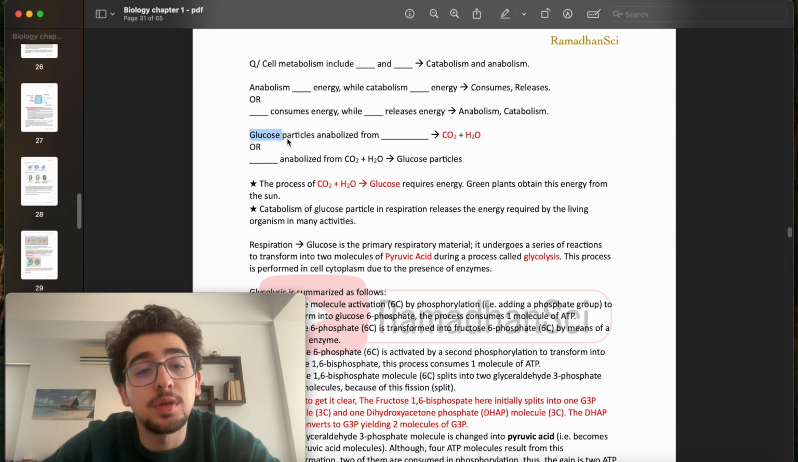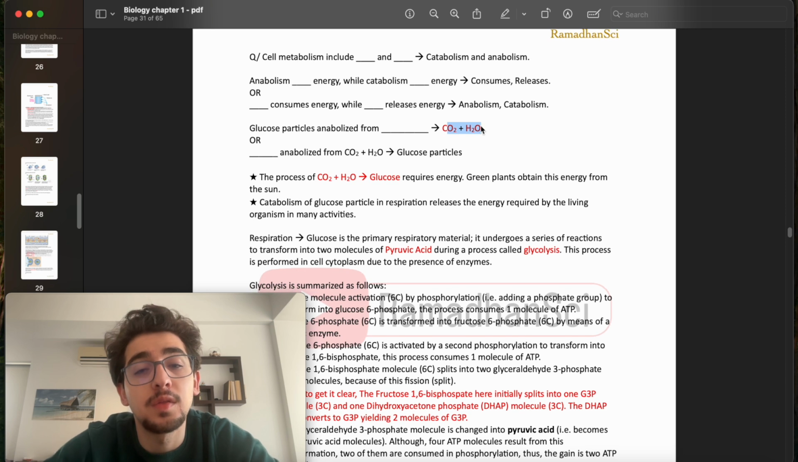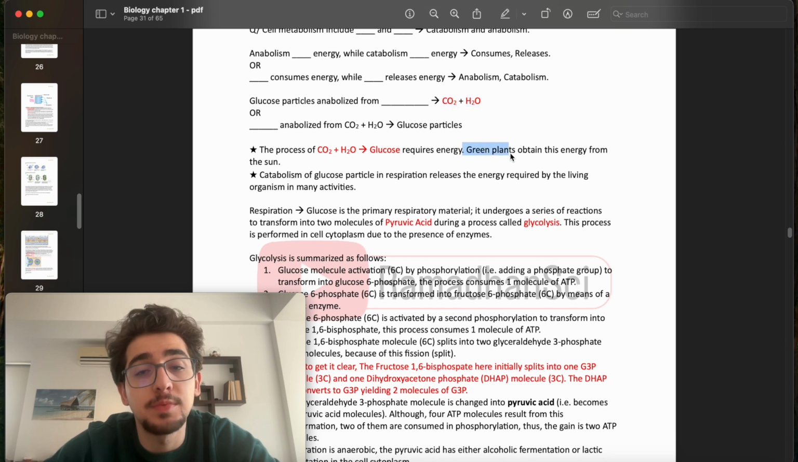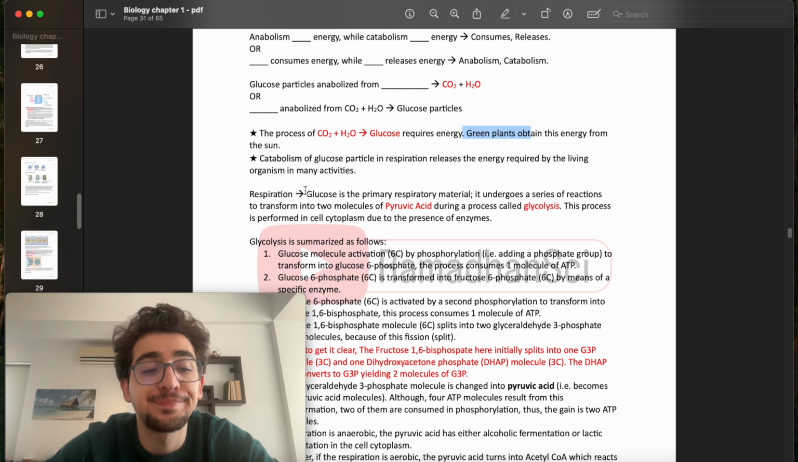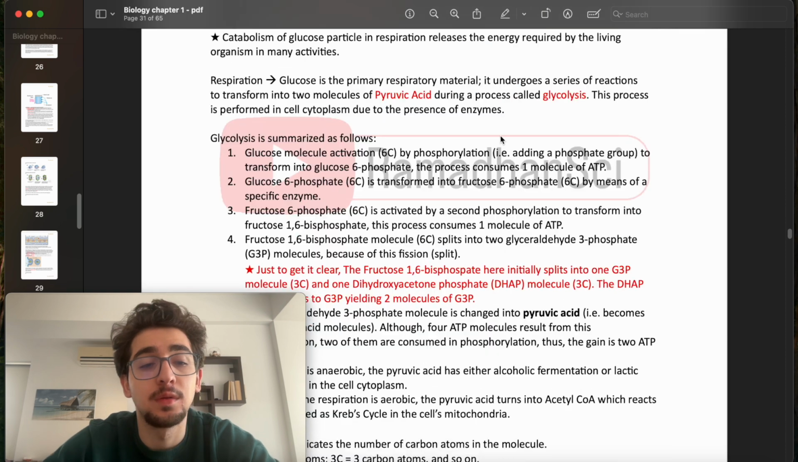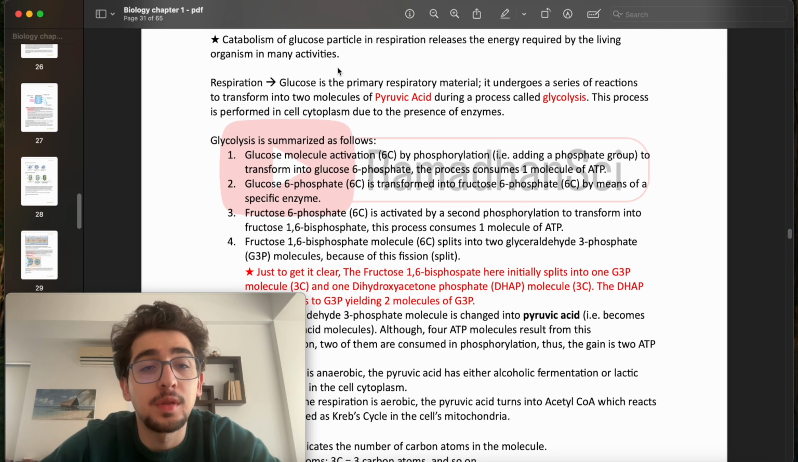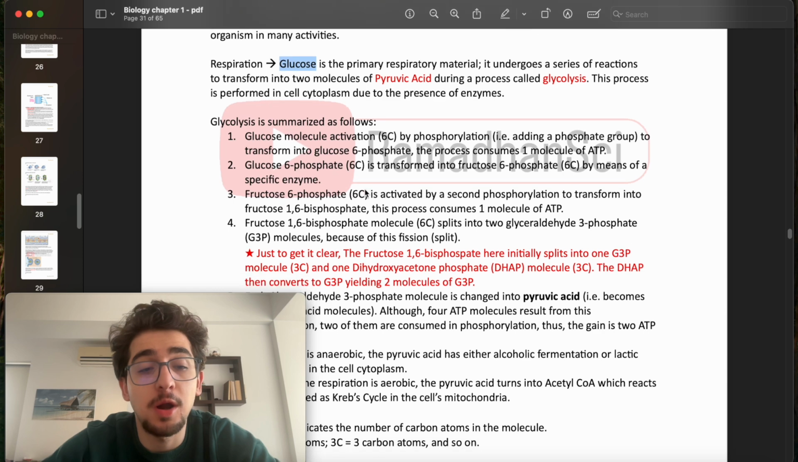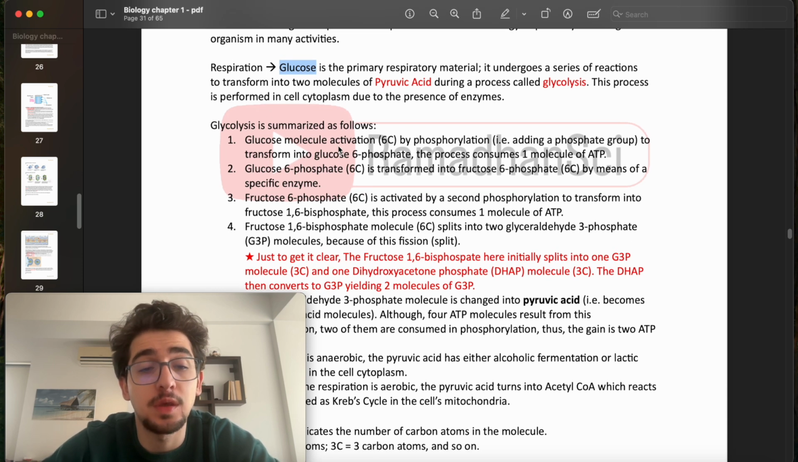For example, in glucose particles, we can build it from CO2 plus H2O. This is usually in green plants, and it requires energy, as I said. Green plants obtain this energy from the sun. You should know that the glucose, or the sugar, is the main body's energy source. Okay, so our body's main energy source is the glucose.